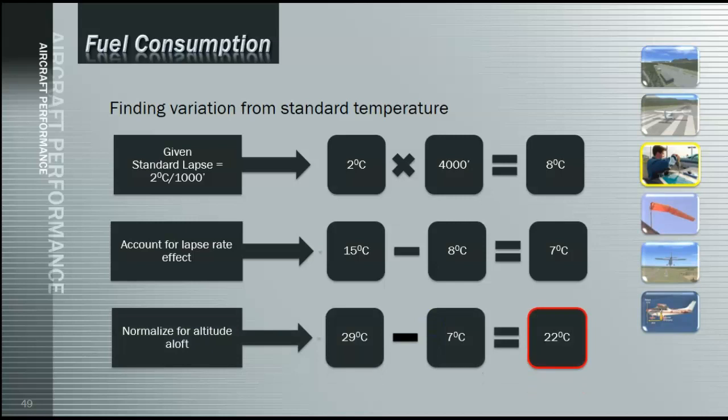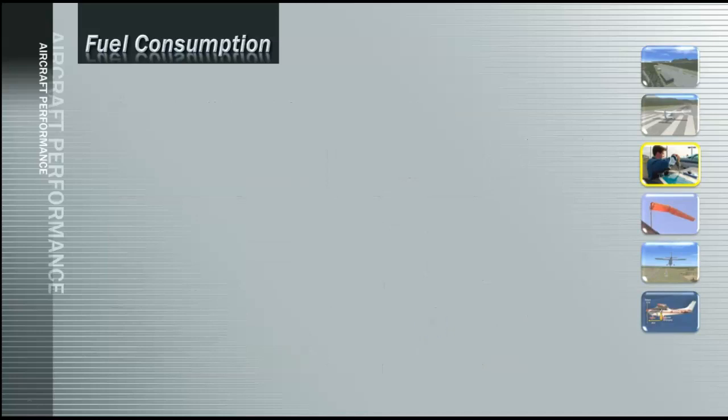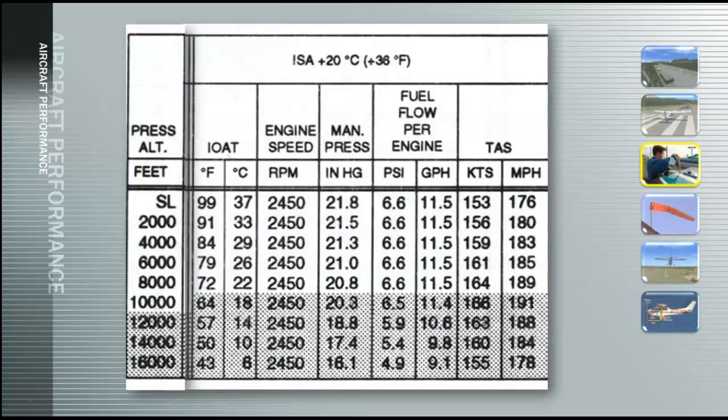And then we can see the difference between the actual temperature at 4,000 feet and the standard temperature by subtracting 7C from 29 degrees C. And we find that the temperature at 4,000 feet on that day is 22 degrees hotter than standard. So that tells us to use the table on the right side. So let's take a look at that table.